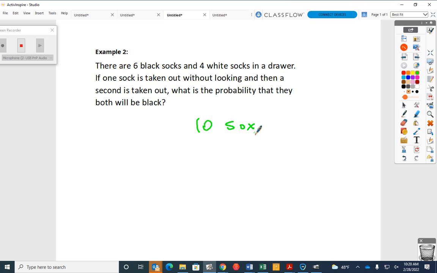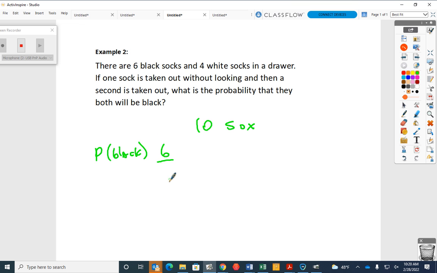10 socks. Okay. Now, I want to know if one sock is taken out without looking, then a second, what's the probability they'll both be black? Okay. First probability of getting a black sock. How many black socks are there? Guys, how many black socks are there?